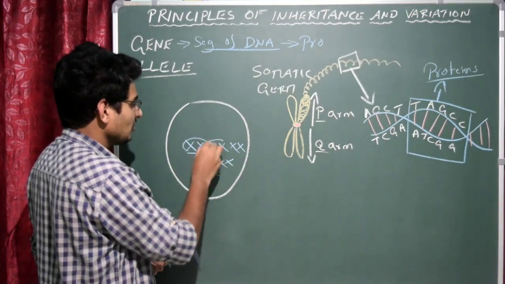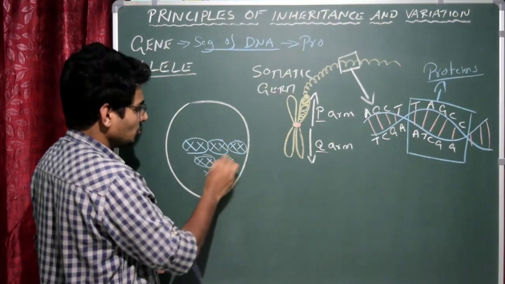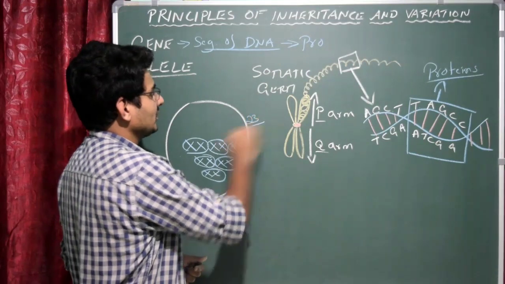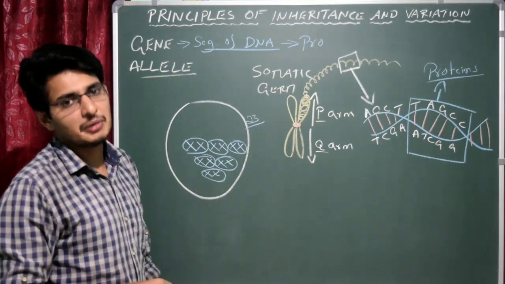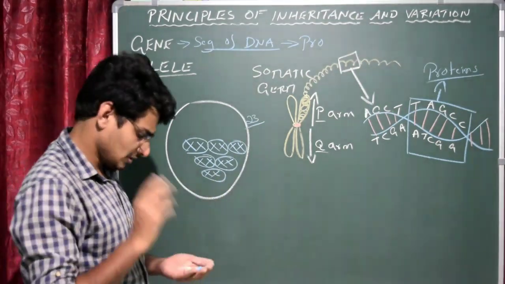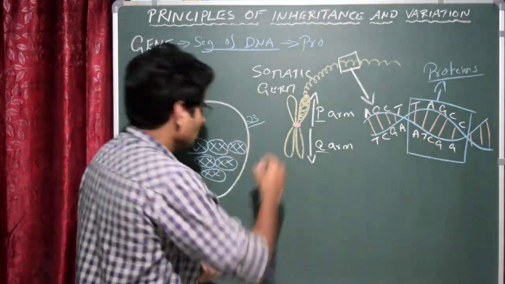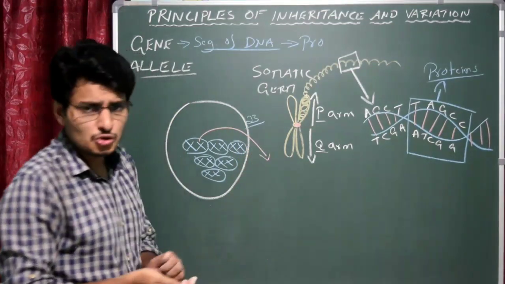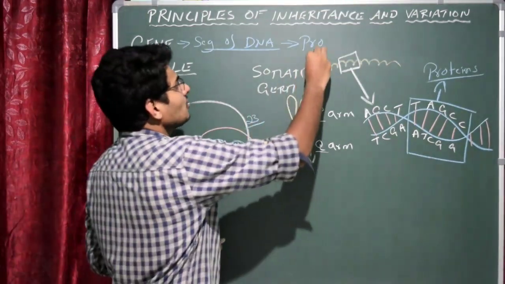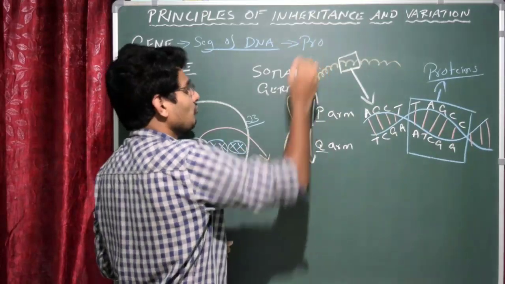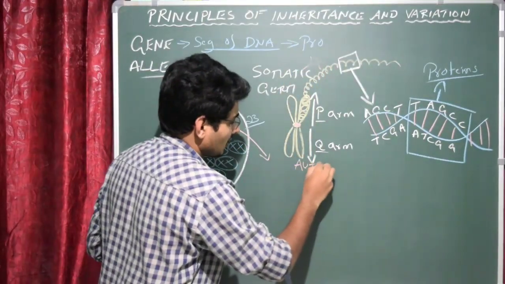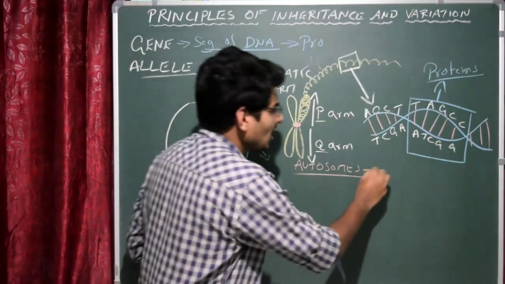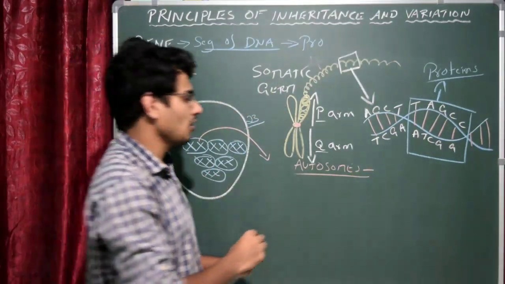So this is one pair, this is another pair, like that. If you just go on doing this, you will end up with 23 sets like this. That means 23 pairs of chromosomes, total 46 chromosomes. Now here I just want to consider that out of 46 chromosomes, 44 chromosomes are autosomes. What do autosomes mean? They are responsible for the structure of an organism.